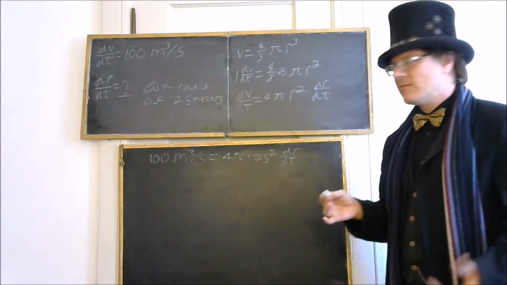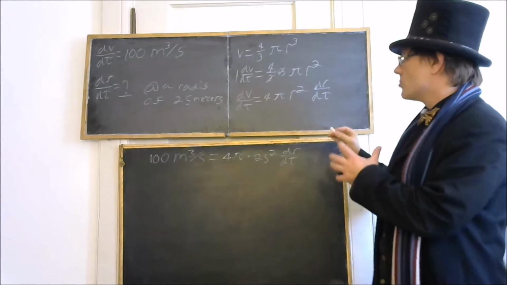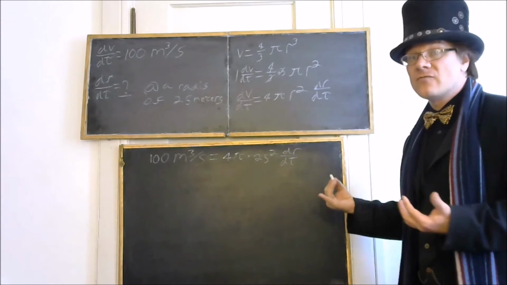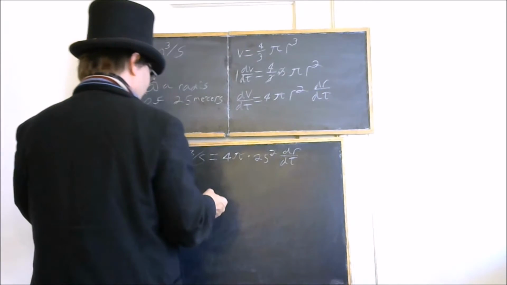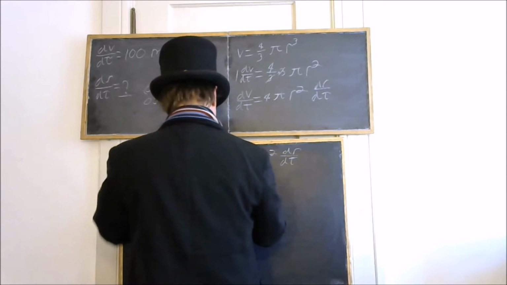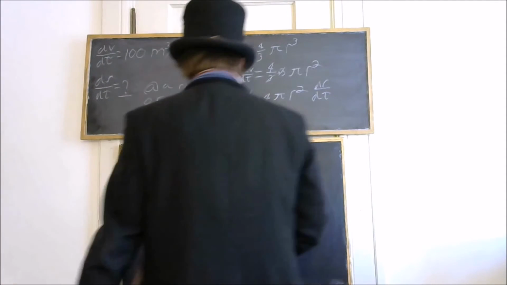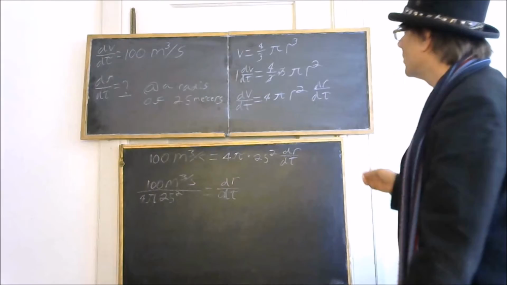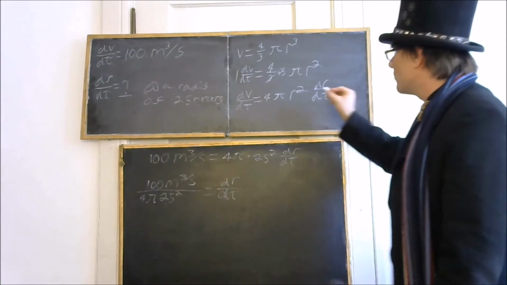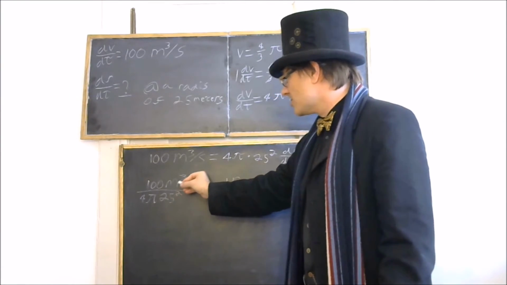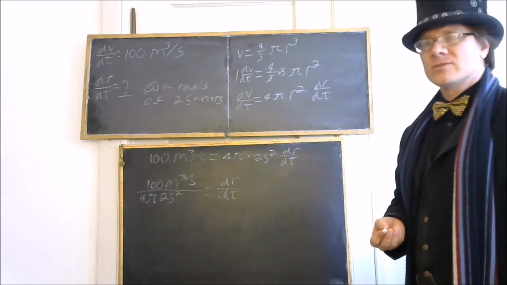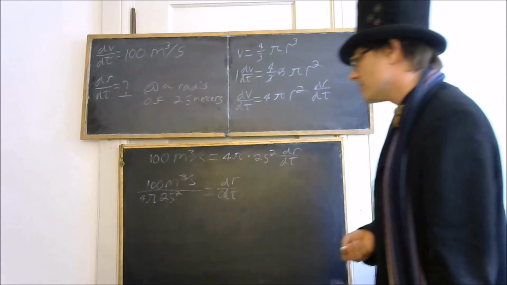So we want to solve for dr over dt, right? We want the rate of change of the radius with respect to time. We want to know what that is, so we're going to solve for that. And so what we do is we simply divide both sides, and we bring it over to here. So we have 100 cubic meters per second divided by 4 pi 25 squared. And then you just plug that into the calculator.